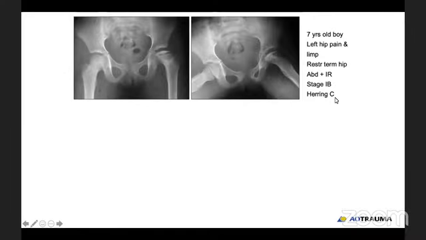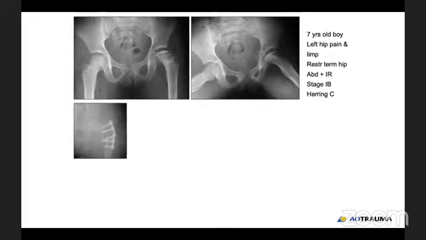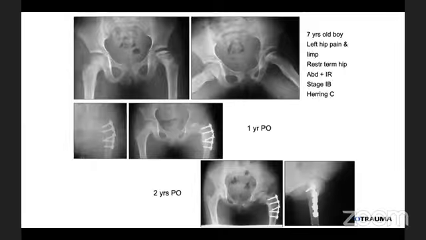So the first process is not again to do containment. You can see that this child is a little stiff. So the first thing is to give bed rest, to give traction, to allow the hip range of motion to improve. We're not treating the X-ray, but we're treating the child's clinical symptoms. And only when the range of motion improves should we go ahead and do a containment surgery. And that's what was done. This is 1 year post-op. This is 2 years post-op.